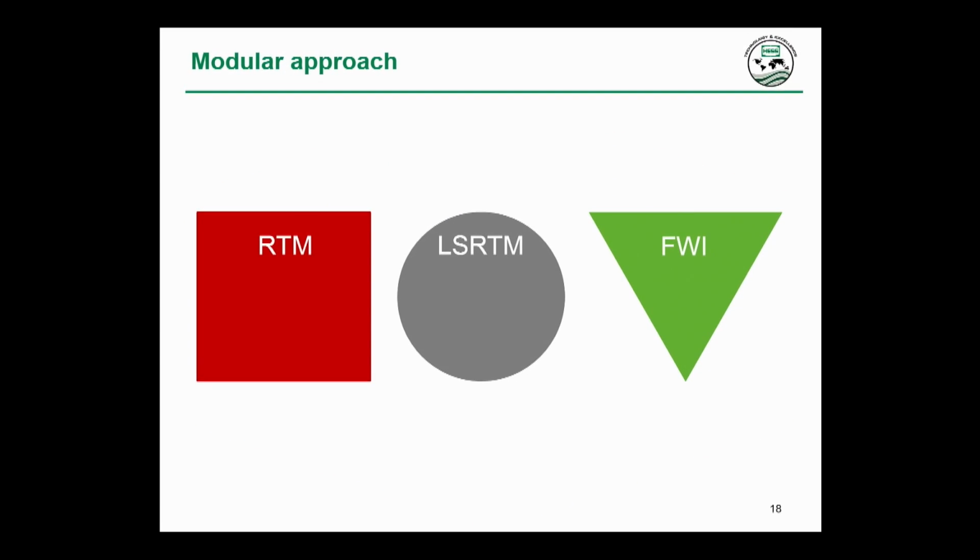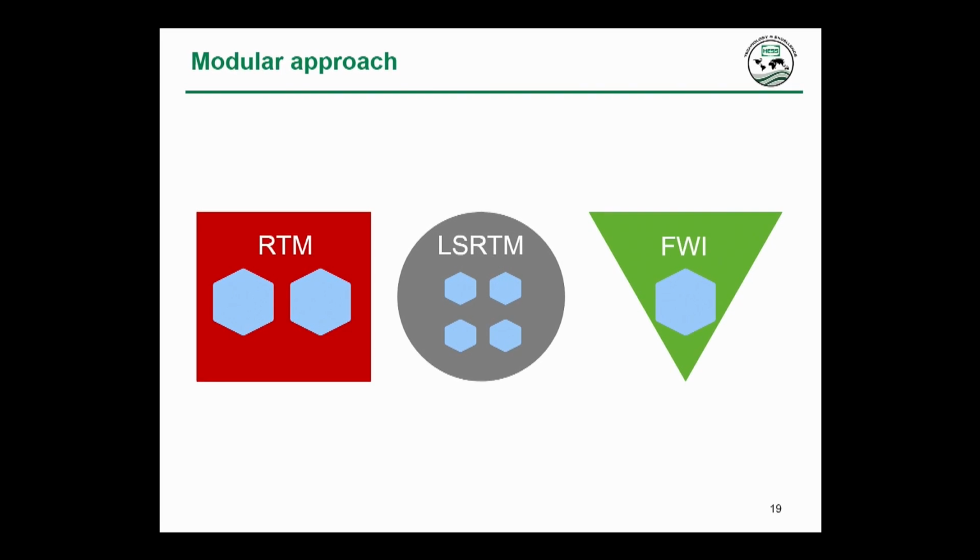So if you have RTM or least squares RTM or FWI, some of these can reuse the exact same propagators. Or let's say you want to go from isotropic to TTI. You just want to use that. As long as you have an interface that's common amongst all of them, you just drop them into place, so to speak, conceptually speaking.